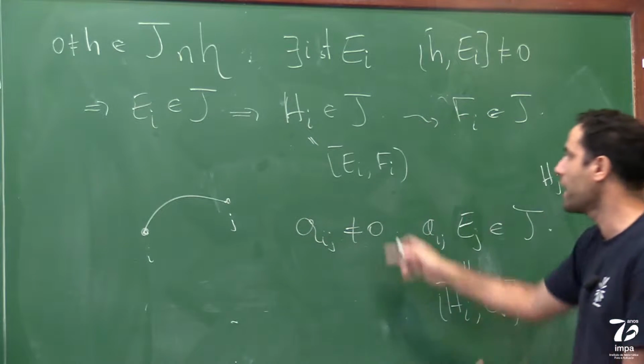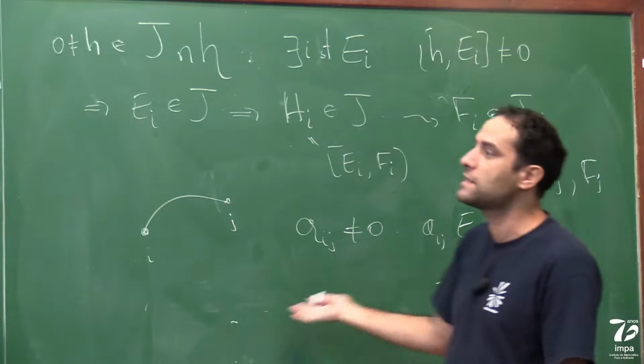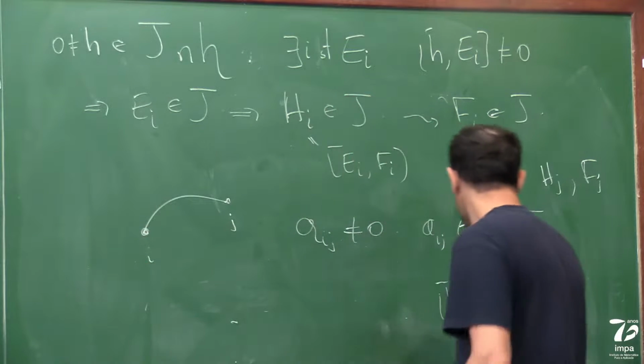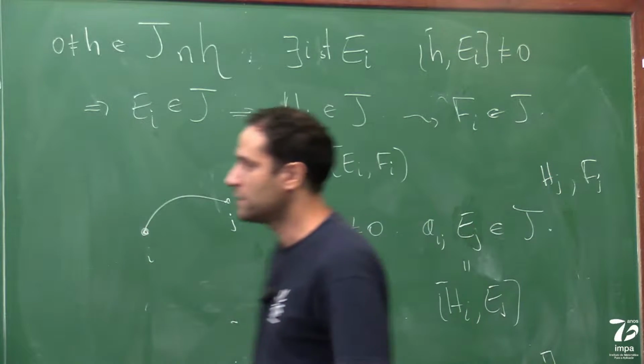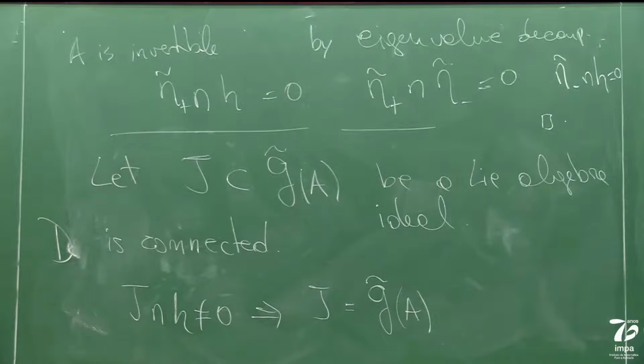So you get all of the EIs, all of the FIs, and all of the HJs in the ideal, and these guys generate the whole G tilde of A. Okay? So that proves that little lemma, that if you have an ideal that intersects H non-trivially, then the ideal is the whole thing.